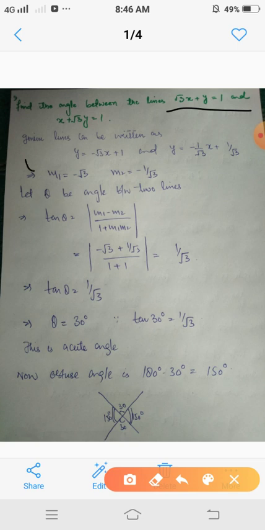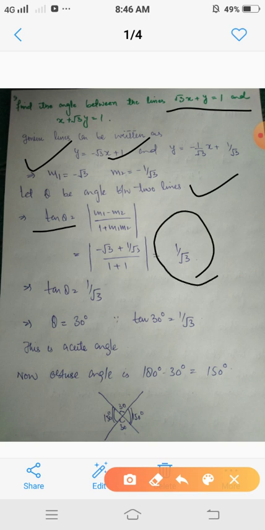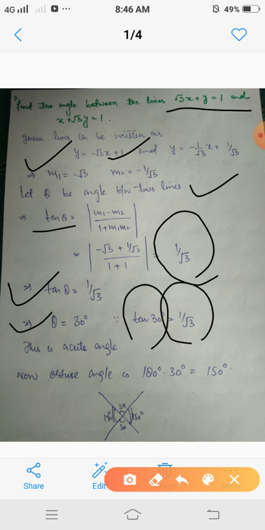This means that the slope of the first line is minus root 3, and the slope of the second line is minus 1 upon root 3. If theta is the acute angle between the two lines, then tan theta is given by modulus of m1 minus m2 upon 1 plus m1 m2, which is simply 1 by root 3, which implies that tan theta is 1 by root 3. Hence theta equals 30 degrees, because tan 30 degrees is 1 by root 3. So this means that the acute angle between these two lines is 30 degrees.